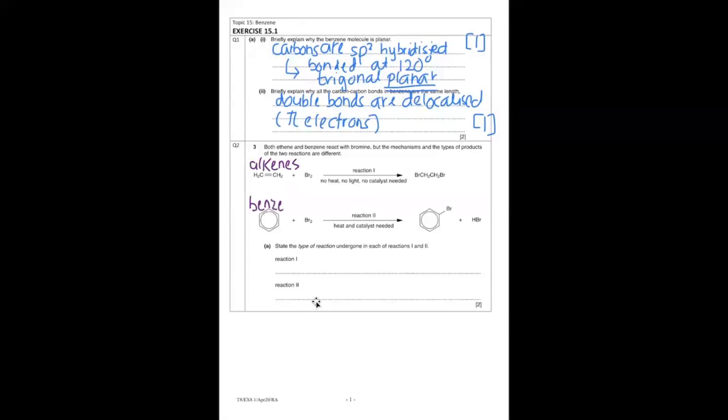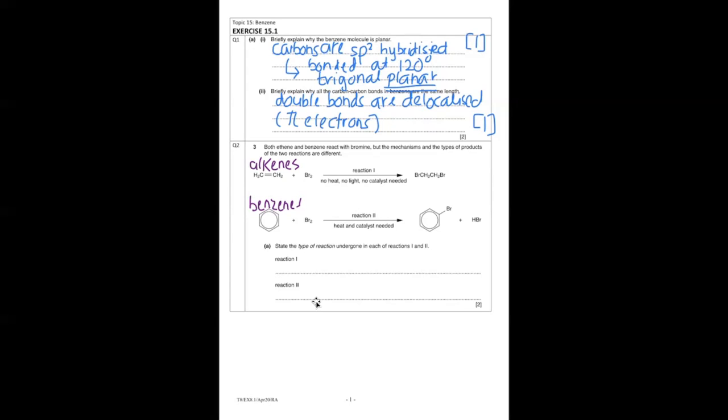So for this one you can just refer to your notes. And I hope by now you should already remember the mechanism for benzene because I've been mentioning it a lot of times already. Okay, so you just have to write down the mechanism. Is it nucleophilic substitution, nucleophilic addition, electrophilic substitution, or electrophilic addition? That's what I mean by type of reaction. Please write down in full, okay? Do not just write down addition reaction. Sometimes that will not give you the full marks. So please make sure you write down the full name of the reaction.